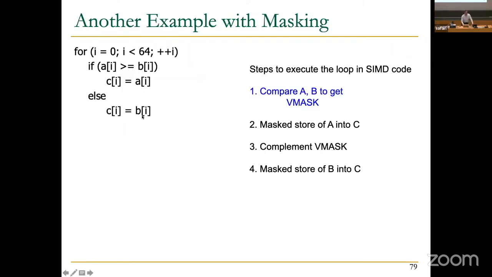This is actually more sophisticated, but I won't give you the code. You can write the code. And this is again vectorizable. But now we're checking if A[i] is greater than B[i]. If that's the case, we set C[i] to be A[i]. Otherwise, we set C[i] to be B[i]. What we need to do is compare A and B to get the V mask. And then we do a mask store of A into C. And then we complement the V mask, that's the else. And then we do a mask store of B into C.